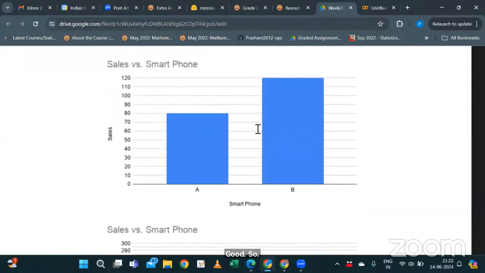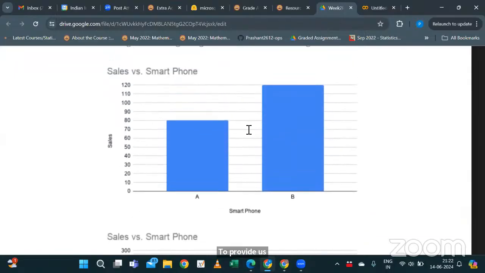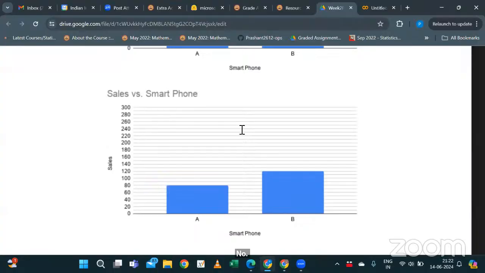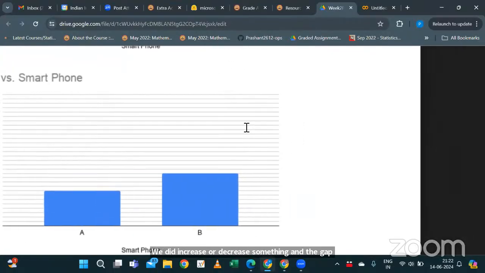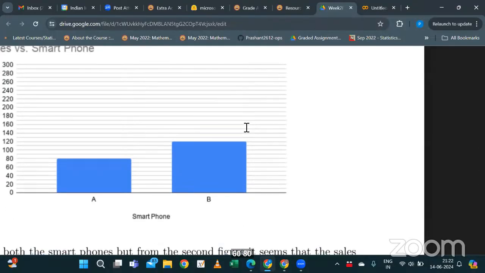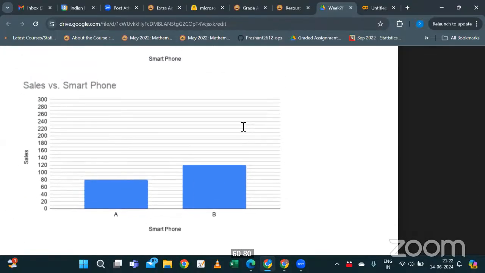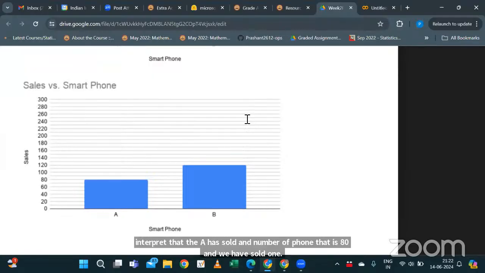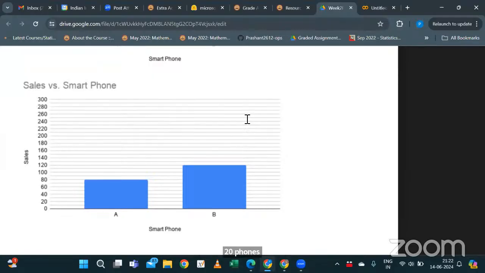Sir, in reality, the second one is the manipulated one? In that we are just comparing from the number 300. We didn't increase or decrease anything, and the gap between the numbers is also the same, like 20, 40, 60, 80. One second. Tell me one thing. If you see this graph, what will you interpret first of all? Sir, I'll interpret that A has sold 80 phones and B has sold 120 phones, and the difference is 40. First, one second. What about the length of the bar?